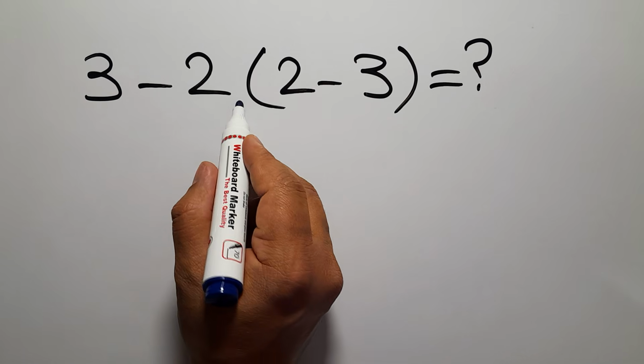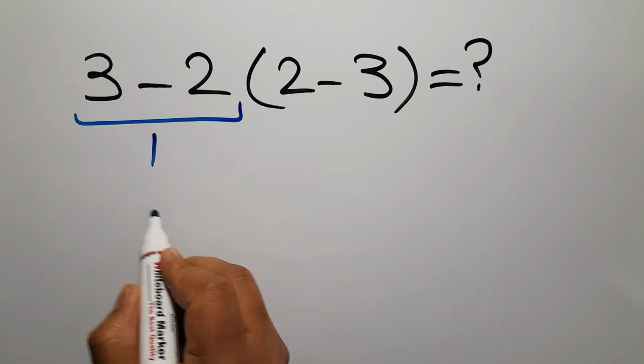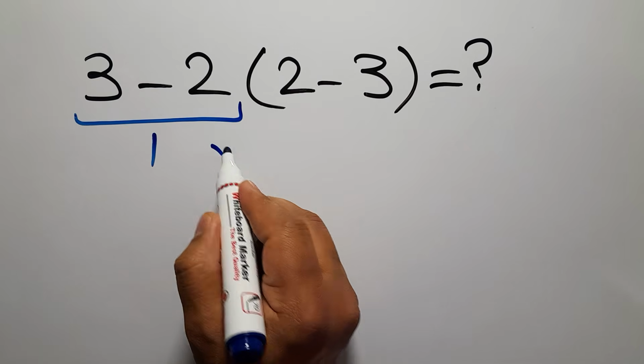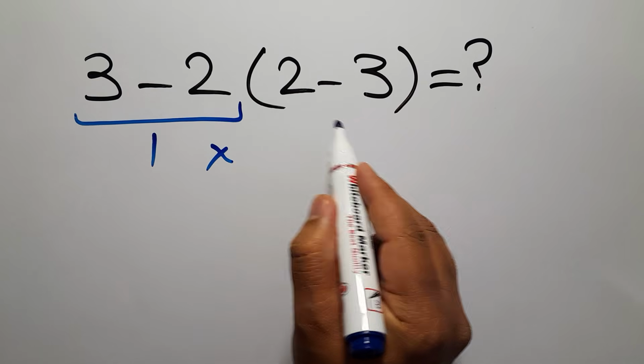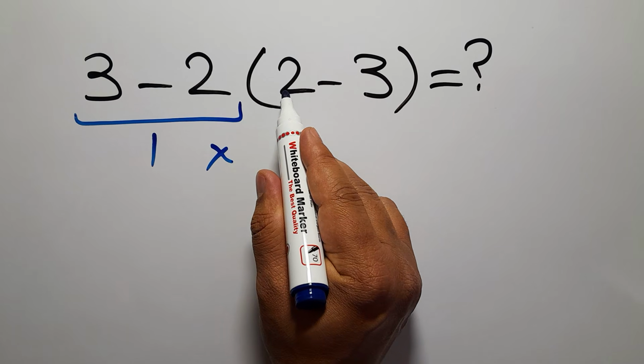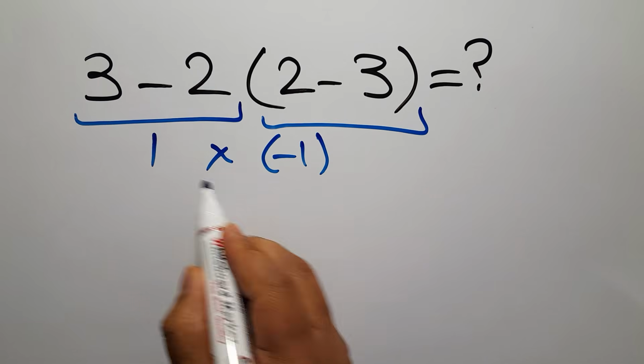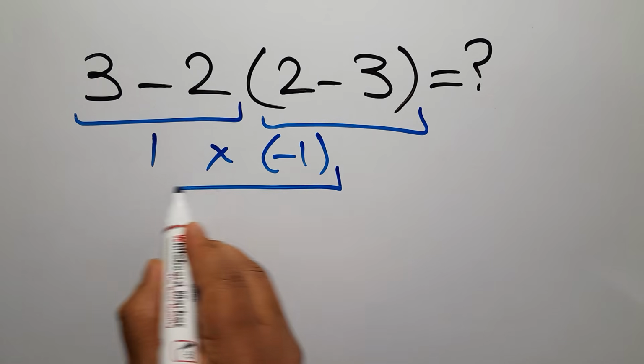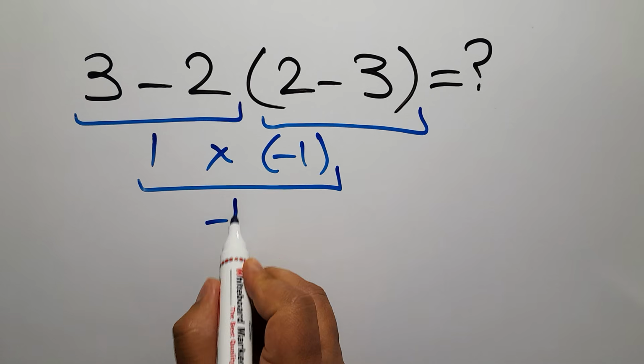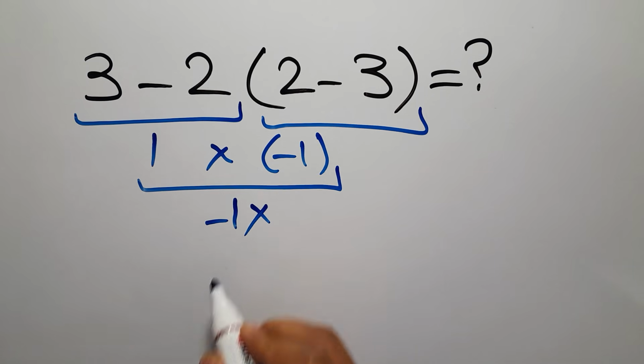3 minus 2 is just 1. So, 1 times these parentheses. Inside these parentheses, we have 2 minus 3, which equals negative 1. 1 times negative 1 equals negative 1. But this answer is not correct.